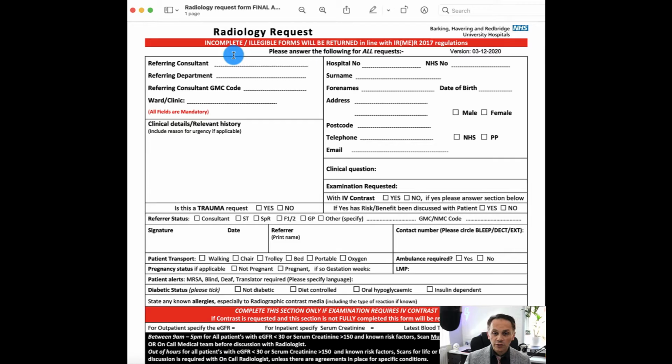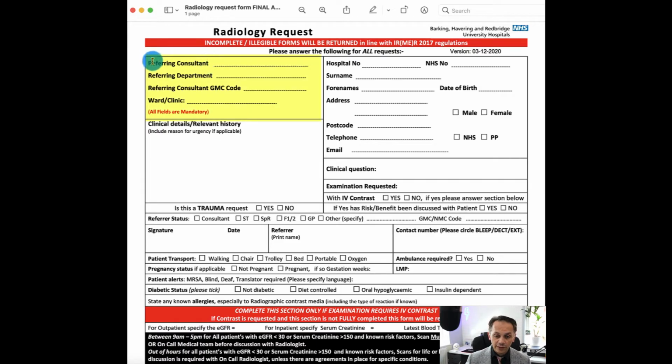So this is the radiology request form that you're all familiar with. There is a clear sign here and a message saying that incomplete or illegible forms will be returned. We really encourage you to put as much clinical information as possible in this clinical details, relevant history box, to enable us to take the right decision about what type of contrast to use or what examination the patient should have.